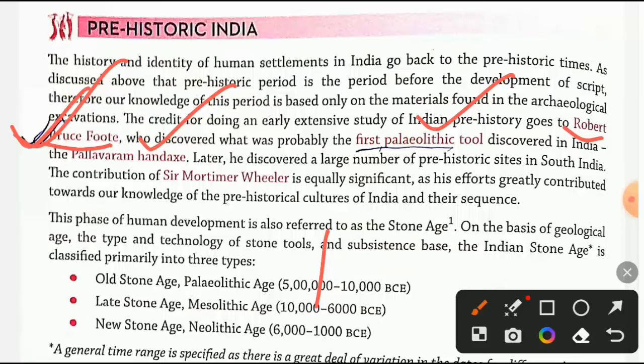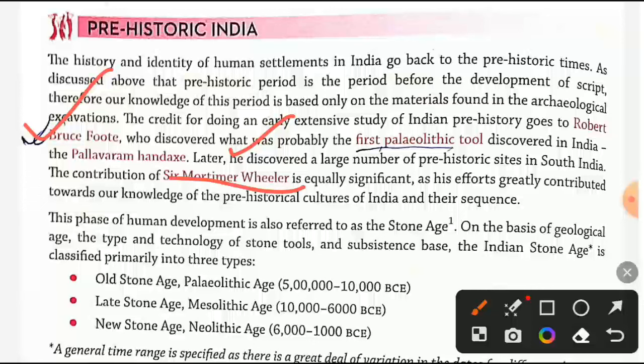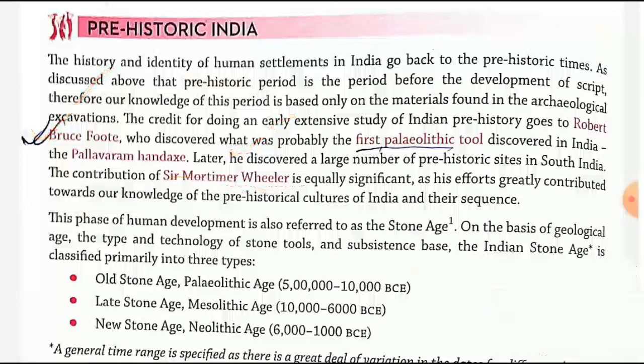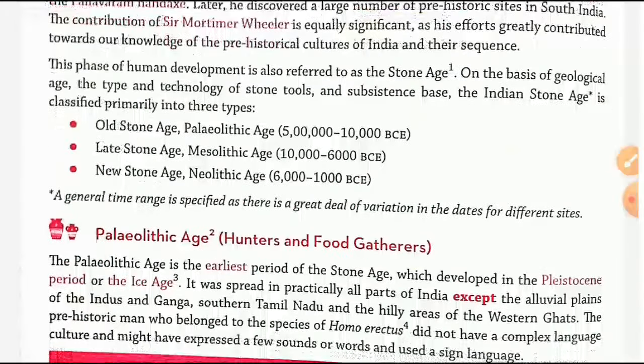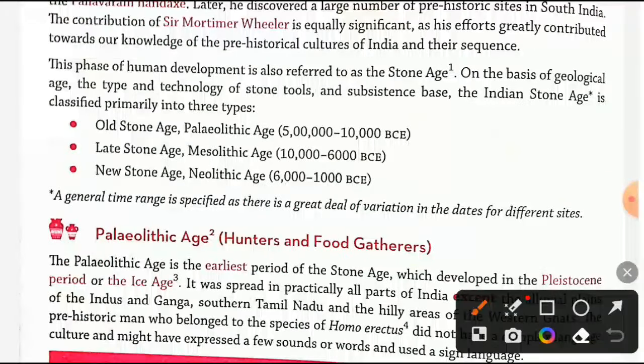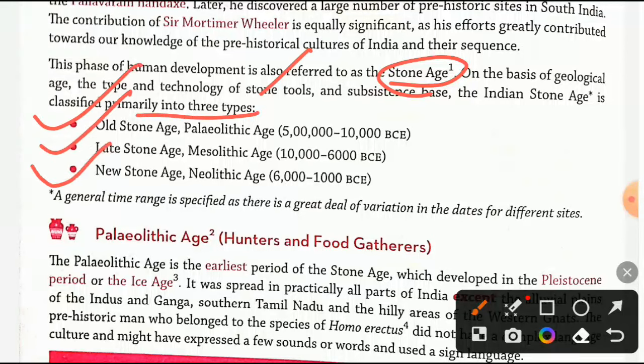The contribution of Sir Mortimer Wheeler. So here two archaeologists, Bruce Foote and Sir Mortimer Wheeler, discovered prehistoric India, and Paleolithic tools were also discovered. Prehistory is referred to as the Stone Age, and the Stone Age can be classified into three types: Old Stone Age, Late Stone Age and New Stone Age. Old Stone Age is known as the Paleolithic Age, Late Stone Age as the Mesolithic Age, and New Stone Age as the Neolithic Age.